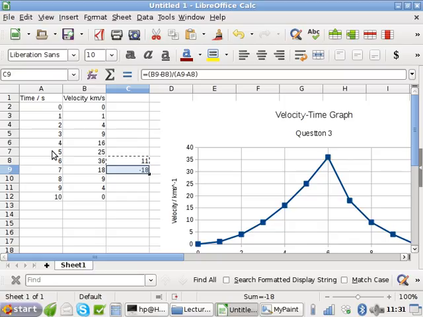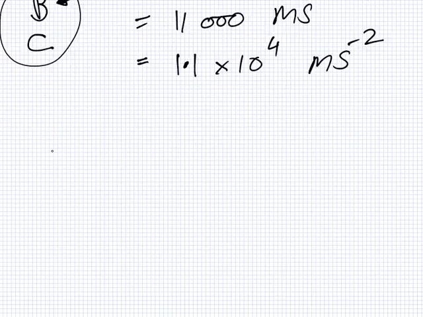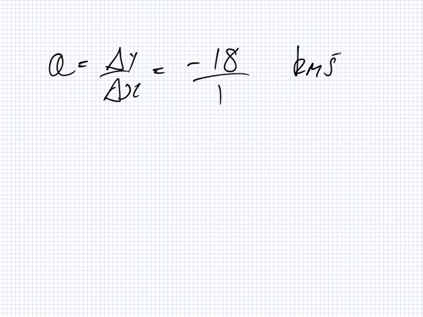Are you okay with it being minus 18? So the acceleration again would be the change in the y over the change in the x, but in this case the change is negative. It loses 18 and it's still over 1, and the unit is still kilometers per second, so minus 18 kilometers per second squared, like in the previous one.